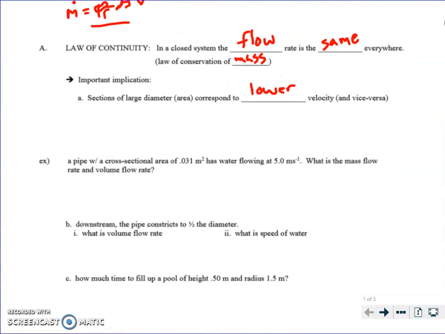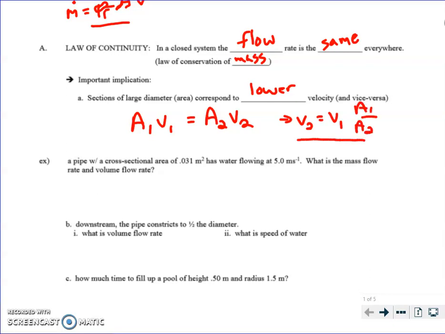So the law of continuity can be expressed as such. For any given section, A1 times V1, right, that's your volume flow rate, has to equal A2 times V2. I could just as well put a rho in there for mass flow rate, but that's going to cancel out because we're assuming the density of the fluid is staying the same everywhere. So that leads to that. Very often, if I want to know the velocity in some part, it's just a ratio of the areas, okay? So that's the law of conservation of mass.